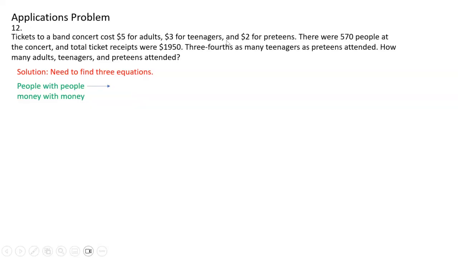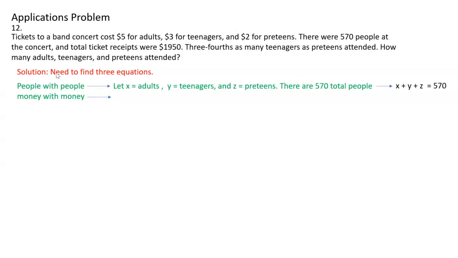Adults, teenagers, and preteens, all of those that attended were 570. So since adults is first, I'm going to let x equal adults. I'm going to let y equal teenagers, and z equal preteens. And there were 570 total people, right? So this will be x plus y plus z equals 570. Now for the second equation, it's saying that adult tickets were $5. So if adults is represented by x, this should be 5x.